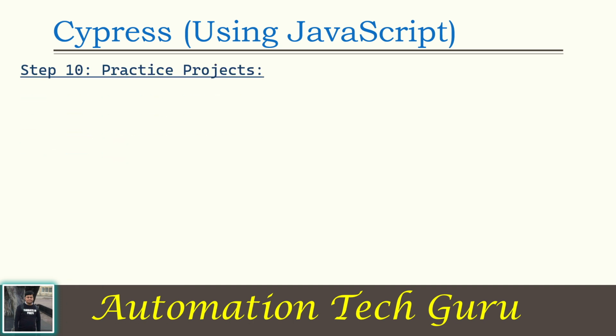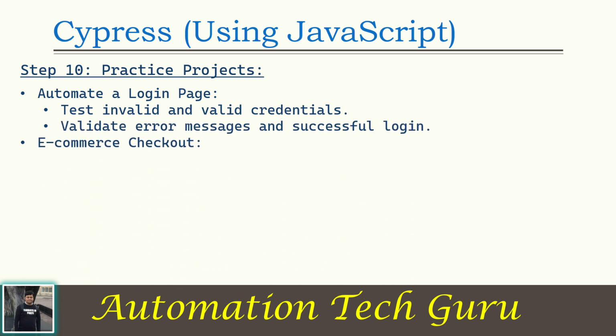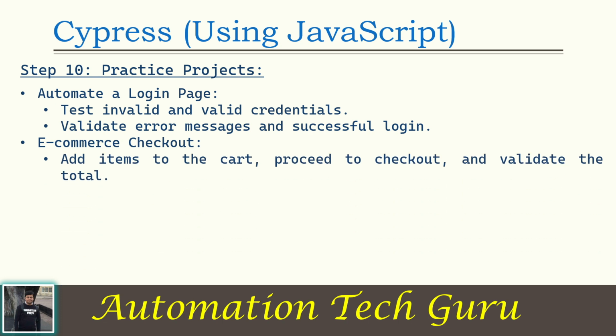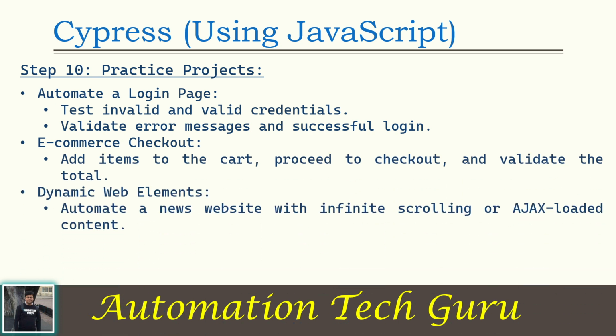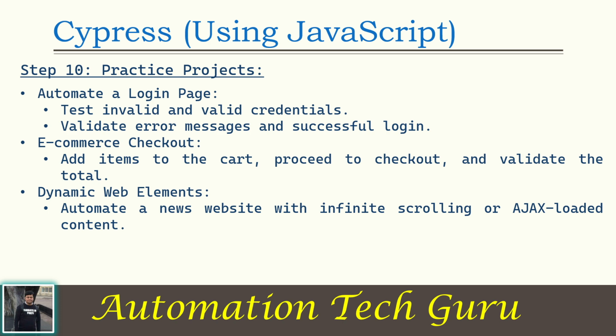Then practice projects. Again, you can automate a login page, test invalid and valid credentials, validate the error message and successful login. E-commerce checkout: add the item to the cart, proceed to the checkout and validate the total. Dynamic elements: automate a new website with infinite scrolling or Ajax loaded content. So it will help in Cypress.